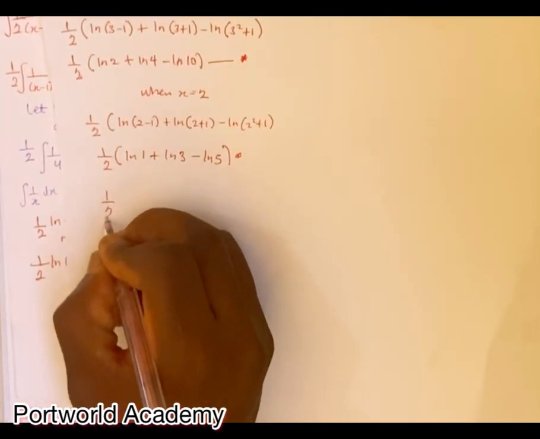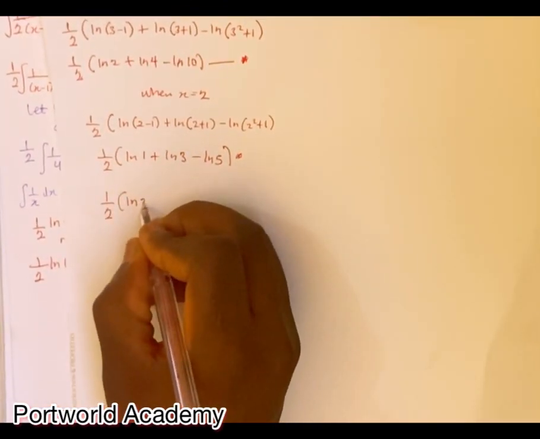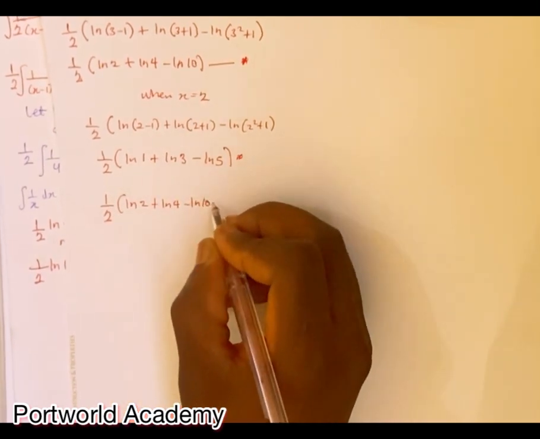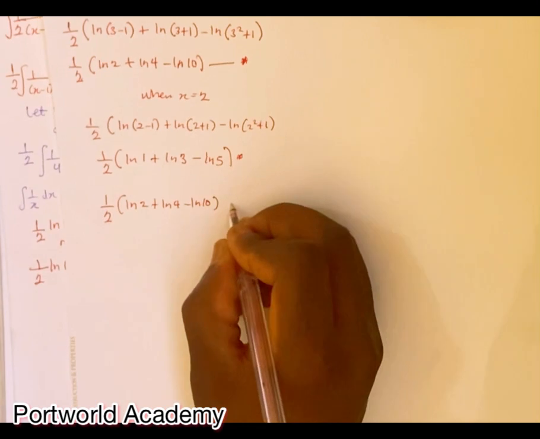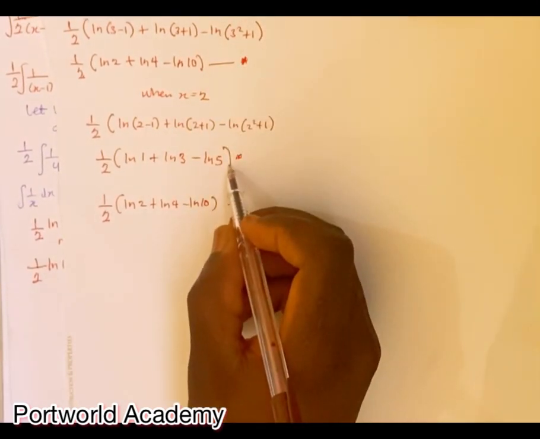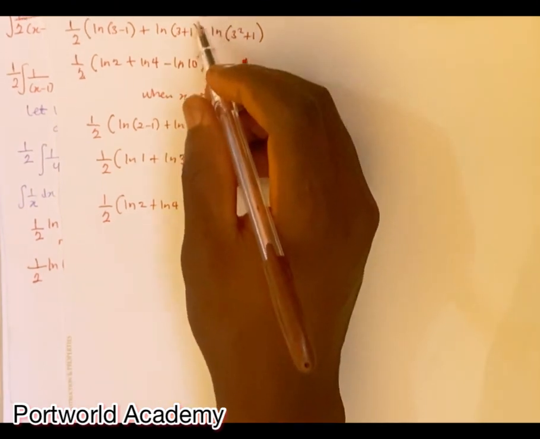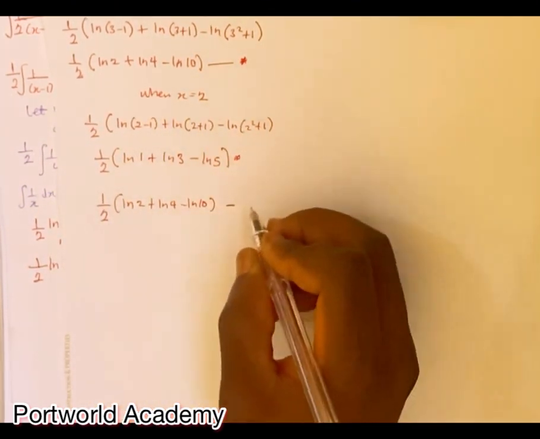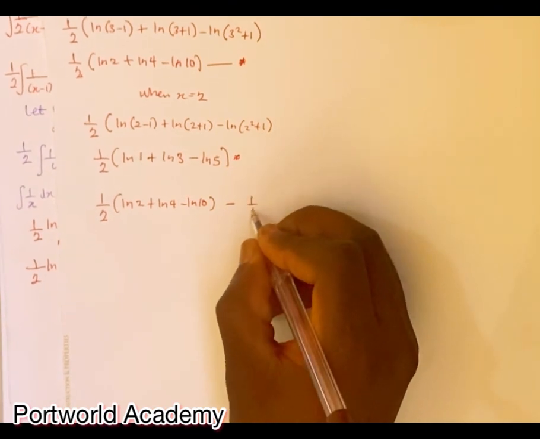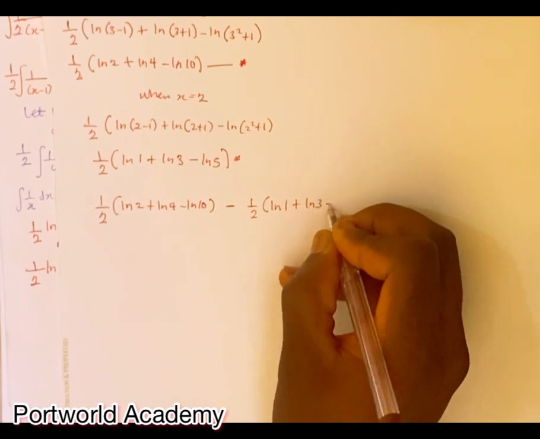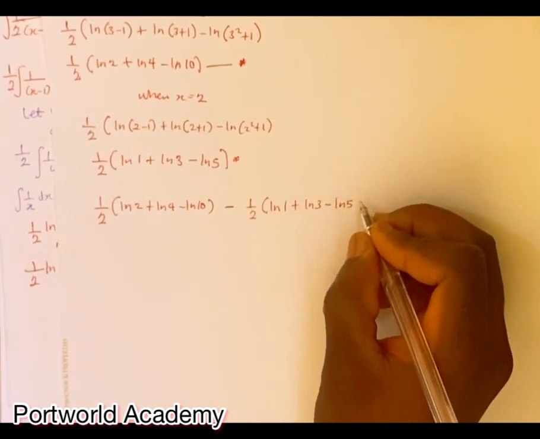Then I'm going to have it like this: 1 over 2 into brackets natural log of 2 plus natural log of 4 minus natural log of 10, into brackets, minus again. This is my upper limit and this is my lower limit, right? So when s is 3 is my upper limit and when s is 2 is my lower limit. Then this is minus 1 over 2 into brackets natural log of 1 plus natural log of 3 minus natural log of 5. Can you see this down?